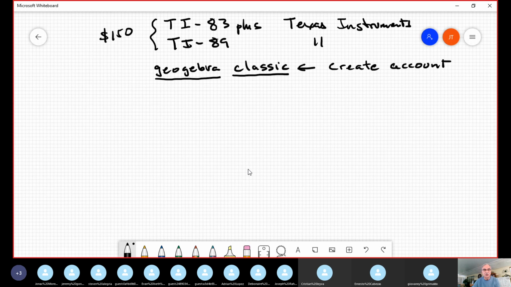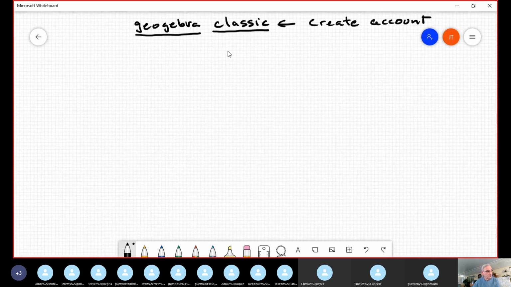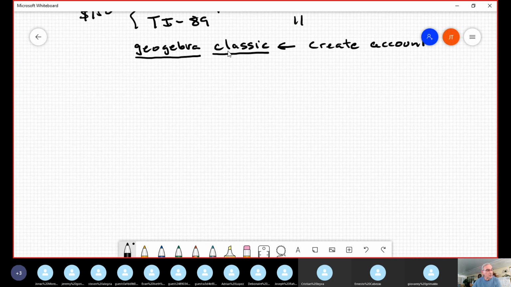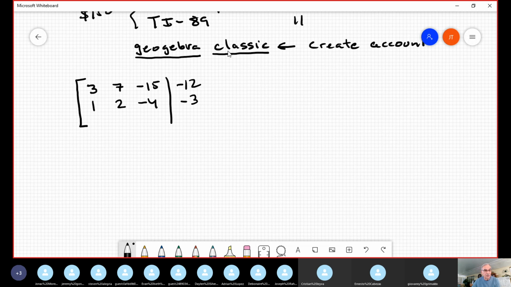So I want to illustrate one example like that. Suppose this example. 3, 7, negative 15, negative 12. 1, 2, negative 4, negative 3, negative 4, negative 6, 15, and 16.